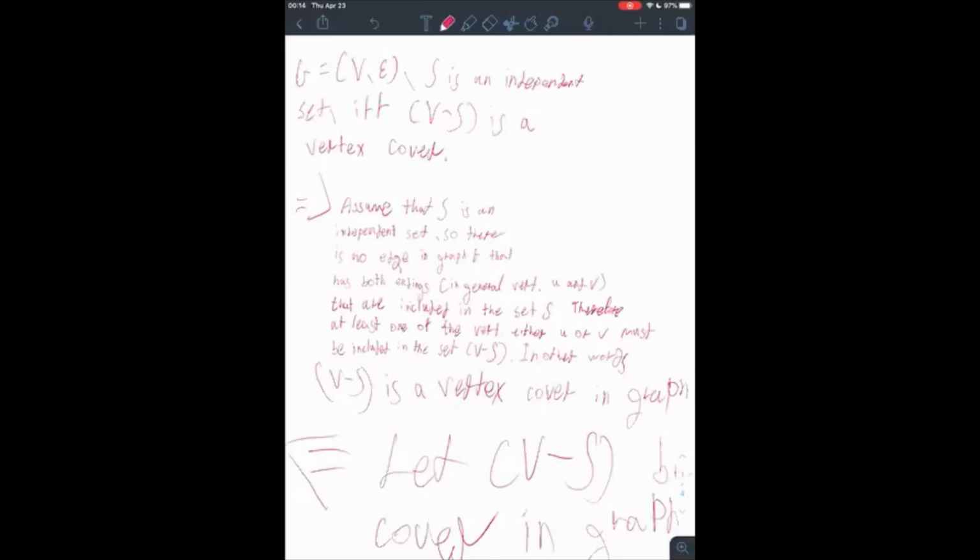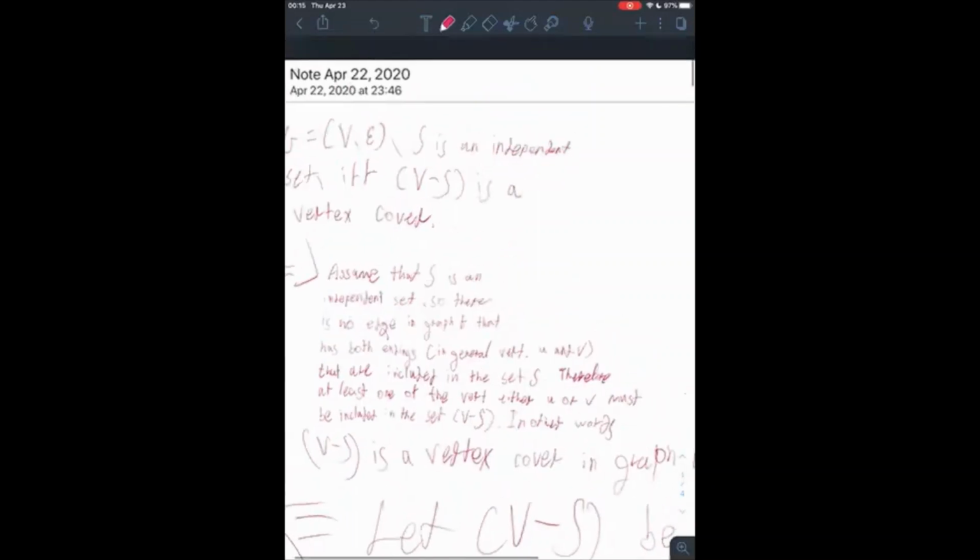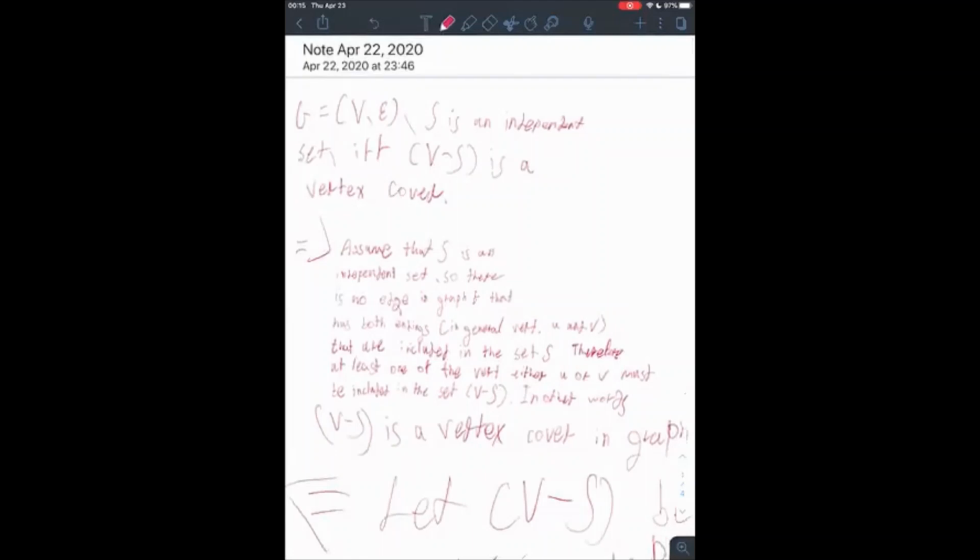On the first direction, we're going to assume that S is an independent set, and we're going to come to the conclusion that V minus S is a vertex cover in the graph. And on the other direction, we're going to assume the opposite. We're going to assume that V minus S is a vertex cover in the graph, and we're going to come to the conclusion that as a result, S is an independent set. So let's carry on. G equals (V, E), S is an independent set if and only if V minus S is a vertex cover. First direction.